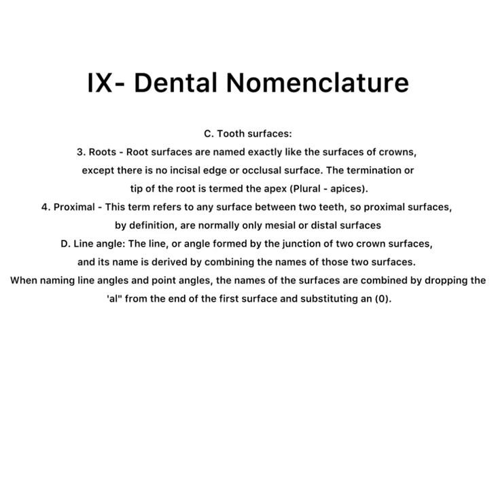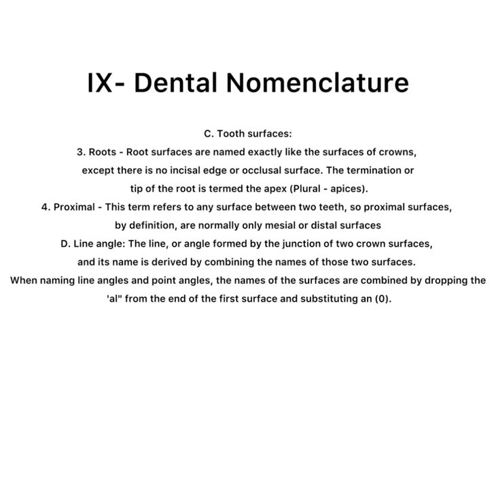Tooth surface, 3. Root. Root surfaces are named exactly like the surfaces of crowns, except there is no incisal edge or occlusal surface. The termination or tip of the root is termed the apex. Fourth is proximal. This term refers to any surface between two teeth. So proximal surfaces by definition are normally only mesial or distal surfaces.